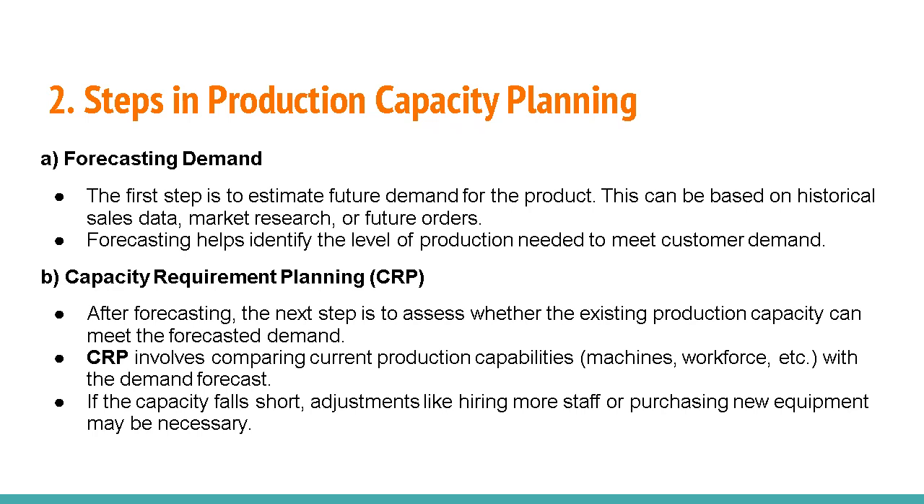Steps in production capacity planning. A is forecasting demand, B is capacity requirement planning, called CRP. So the first one is forecasting demand.